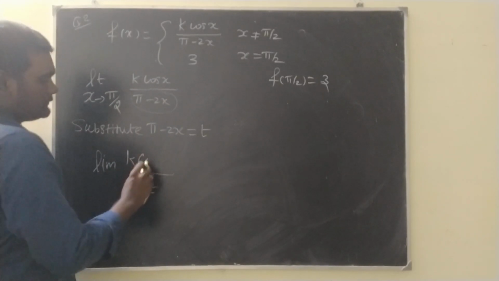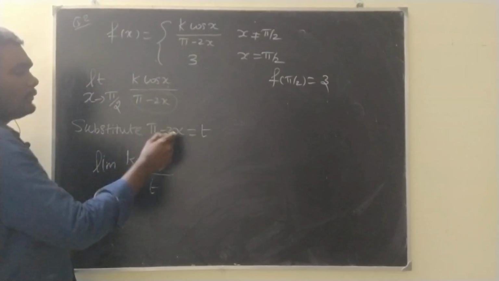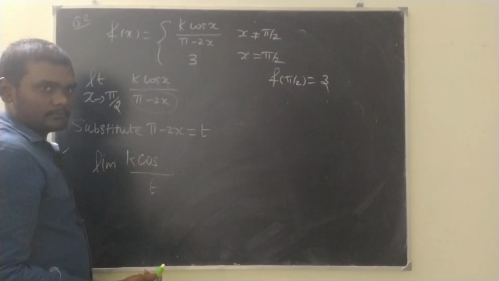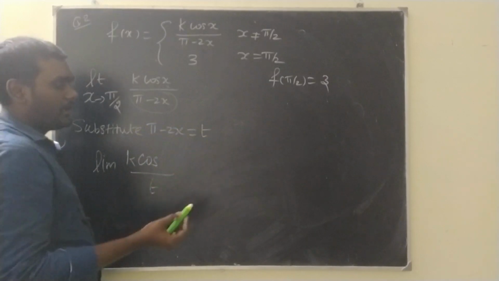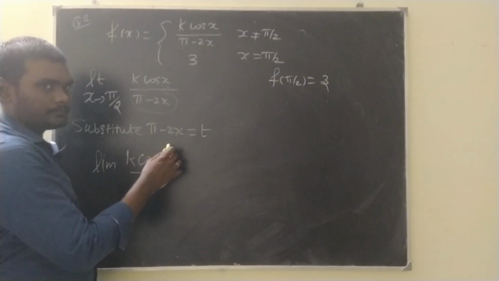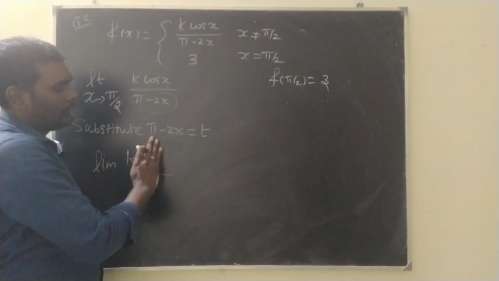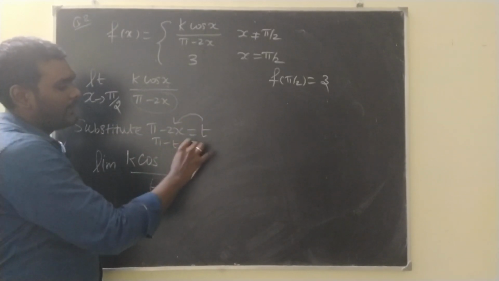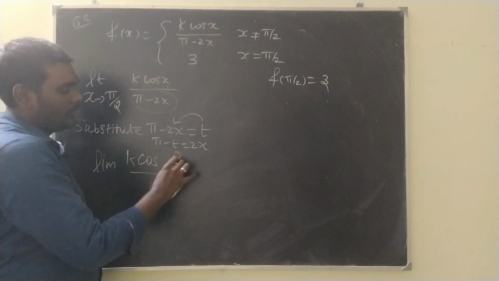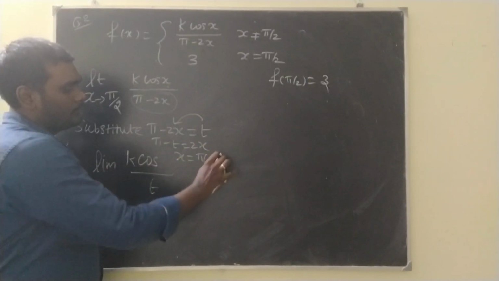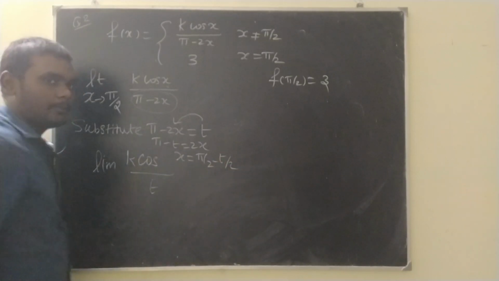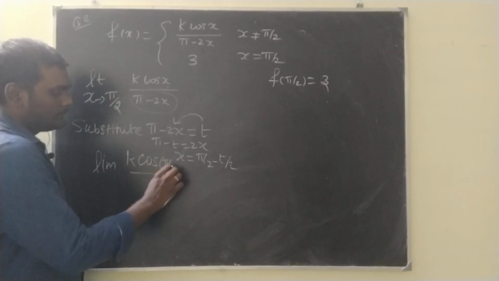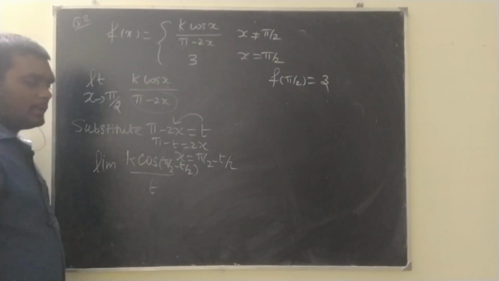k into cos x is what? Because everything has to be said in terms of t once you substitute. x in terms of t would be what? You will take t here: pi minus t is equal to 2x. Then x is equal to pi by 2 minus t by 2. So here I am writing pi by 2 minus t by 2.